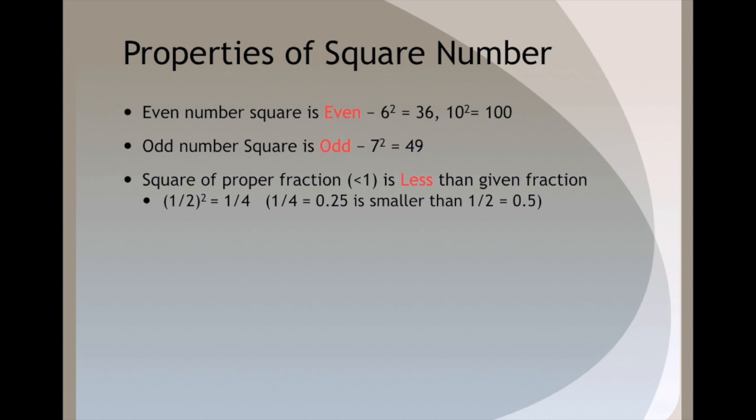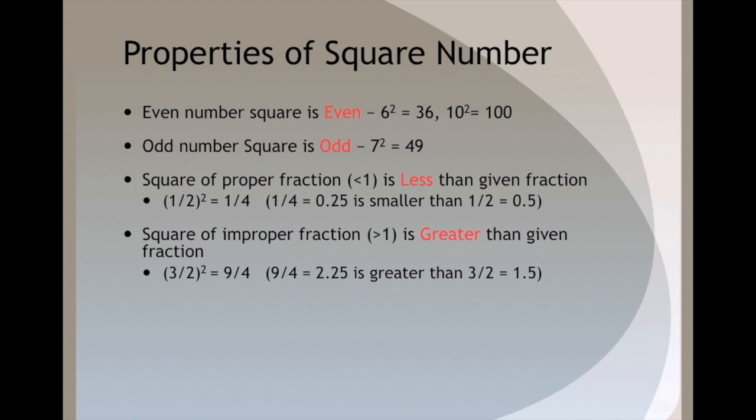Now if you do the square of this, then it will be 1 by 4. 1 by 4, if you convert it into decimal, is 0.25, which is always smaller than 1 by 2 or half. So the above property holds good. If we square any proper fraction, the square of that proper fraction will always be less than the fraction number itself. In case of improper, it is the reverse, because the number is always greater than 1.